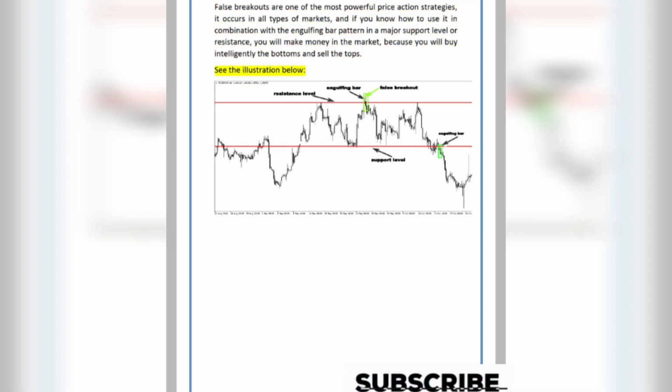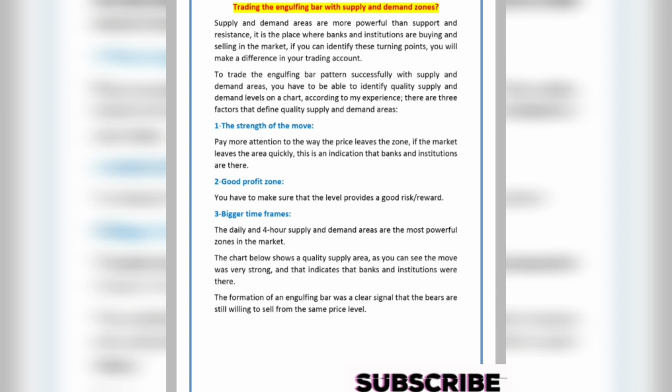See the illustration below. Trading the engulfing bar with supply and demand zones. Supply and demand areas are more powerful than support and resistance. It is the place where banks and institutions are buying and selling in the market. If you can identify these turning points, you will make a difference in your trading account.